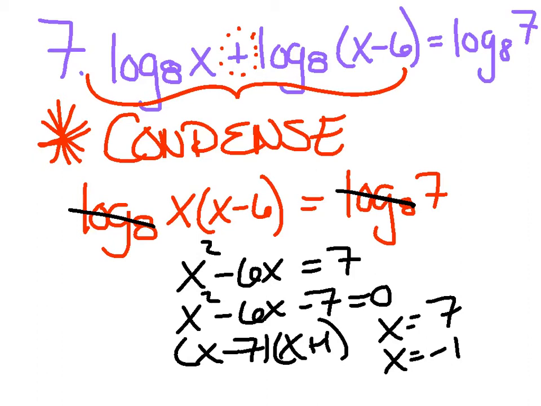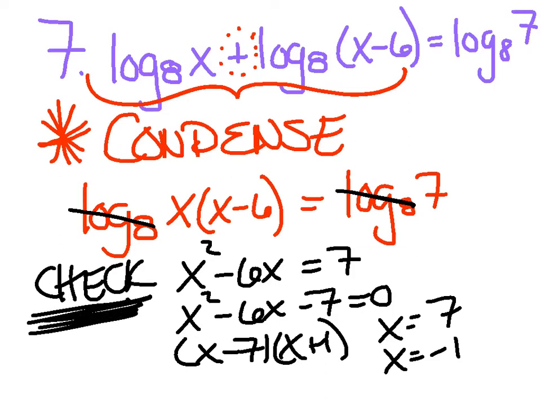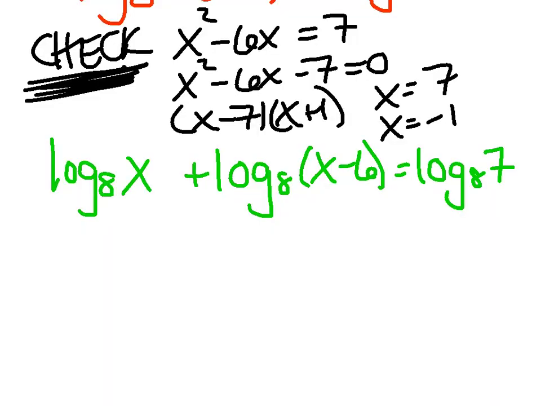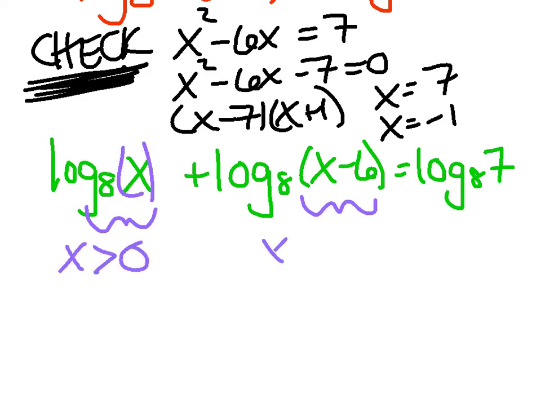Now don't forget that most important part: check your answers. We cannot take the log of a negative, or 0. Let me give you another method of checking than just plugging those two numbers in. Let's just state the domain of each of these log functions. So I'm basically just going to say this x value has to be greater than 0, and that this x minus 6 has to be greater than 0, so really x must be greater than 6.